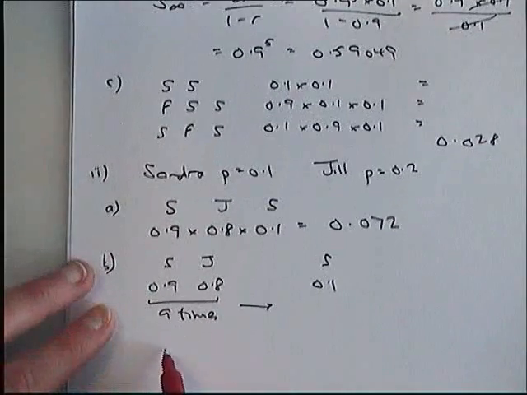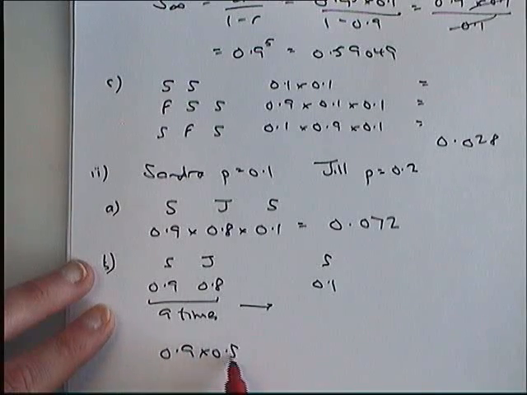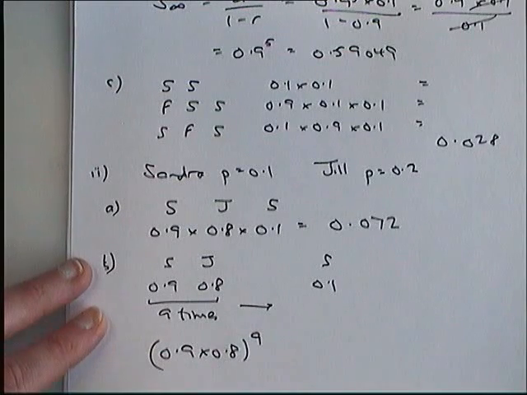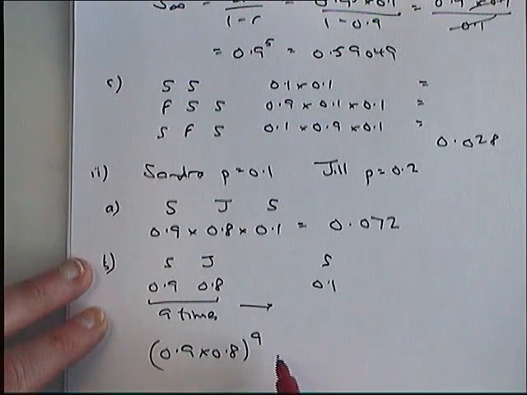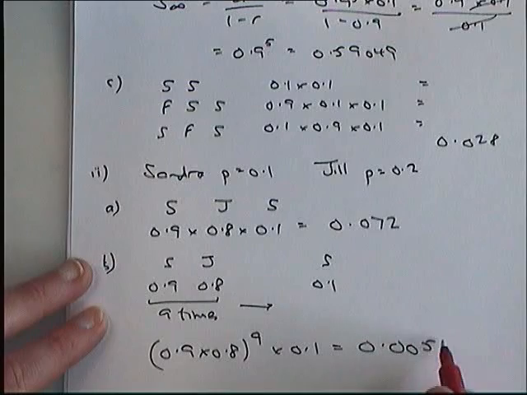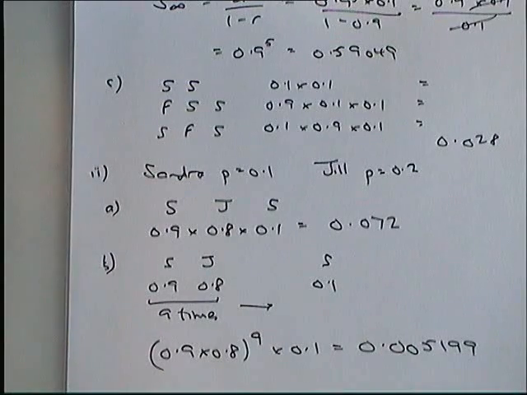So what we have here is 0.9 times by 0.8, that happening 9 times. So I can put a power of 9 on there. And then that has to be times by 0.1. And if you work that out, you get 0.005199, which is the answer to that question.